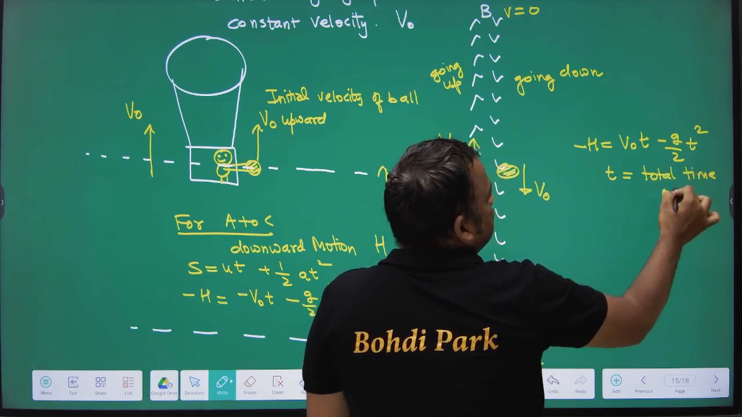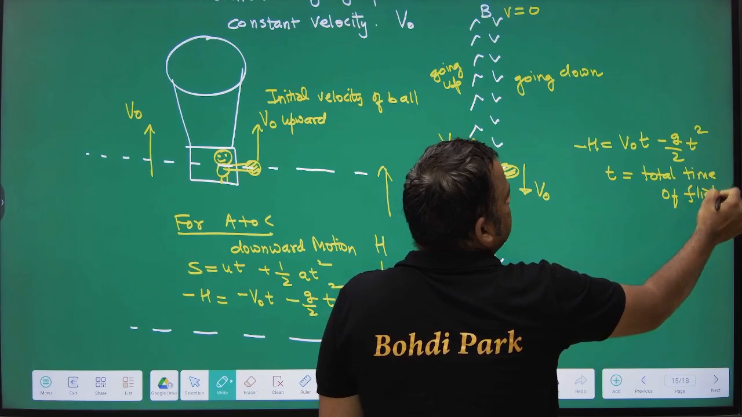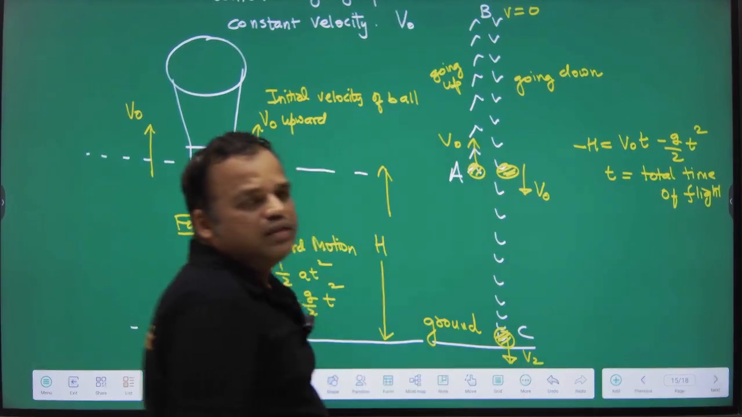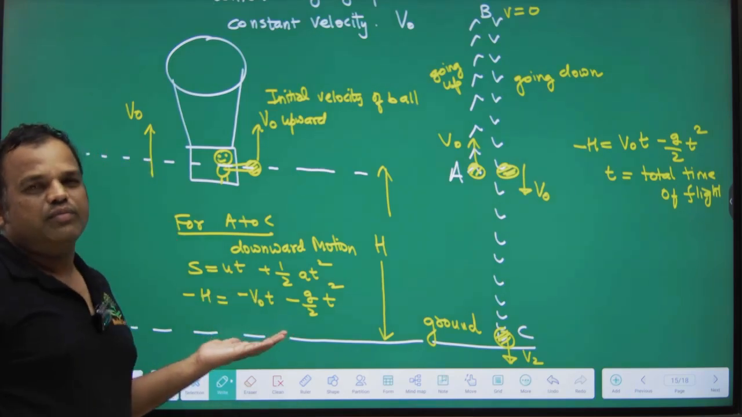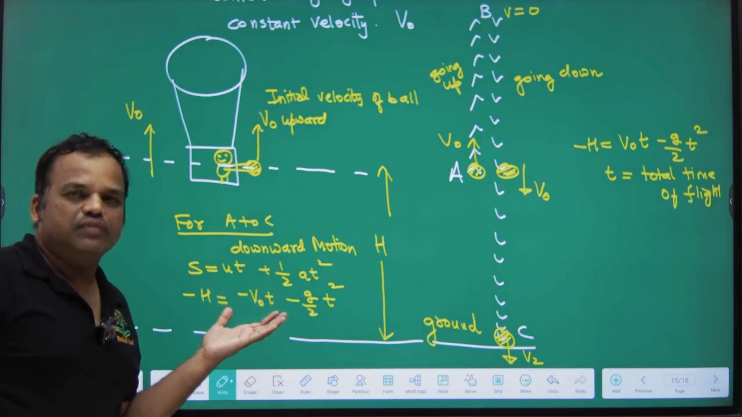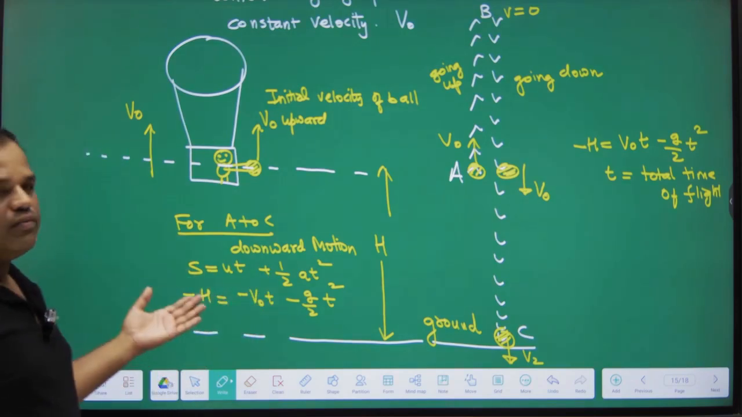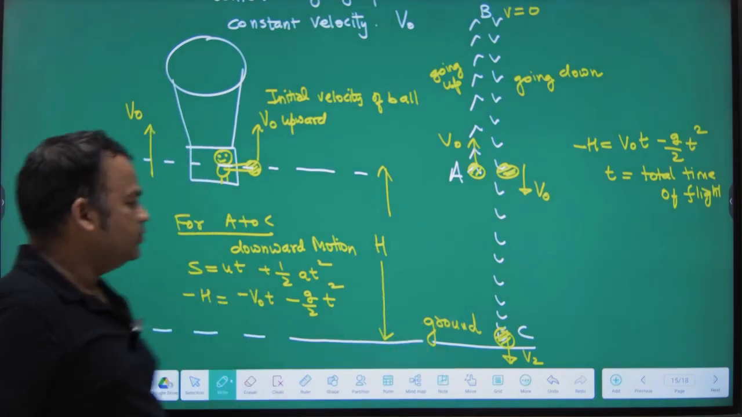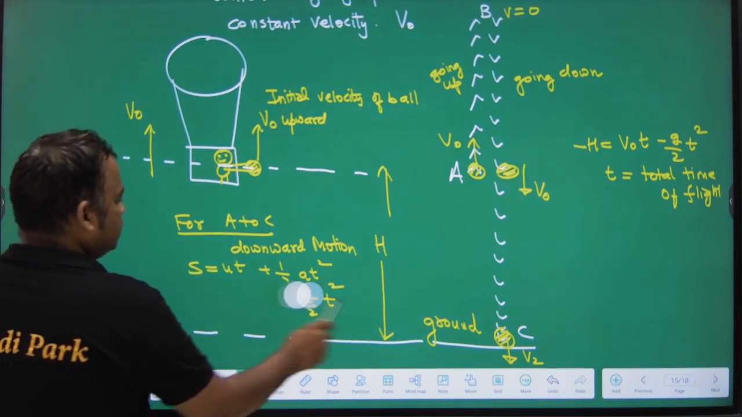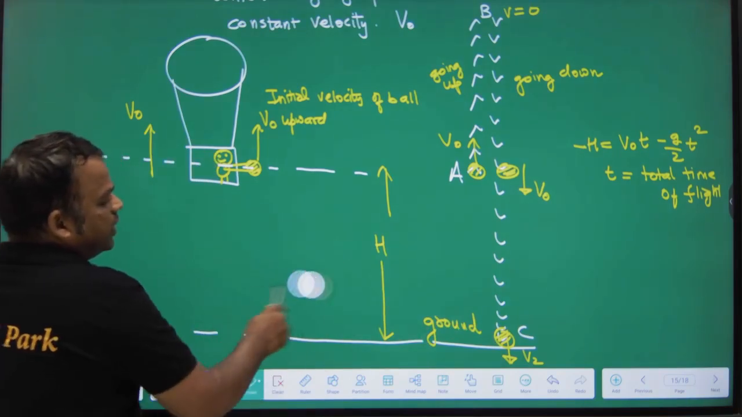The problem with this is that it is a quadratic equation, and sometimes solving a quadratic equation takes more time. So we have one more method. What is that method? I will tell you. We will find v2 first.